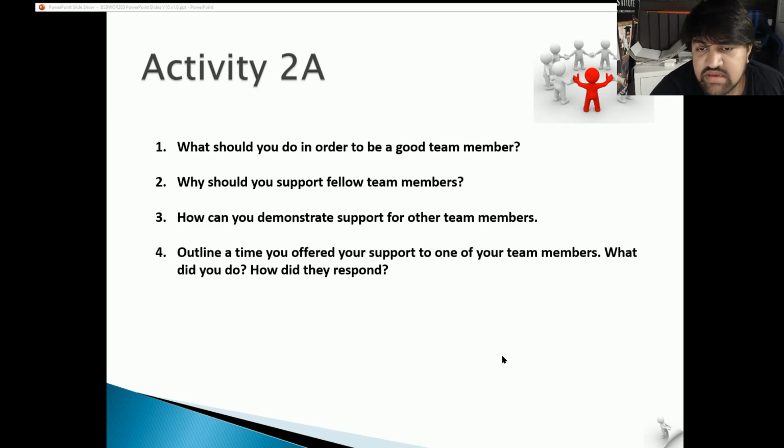Outline a time. So number 4, outline a time you have offered your support to one of your team members. What did you do? How did they respond? Okay, so in this case, as chefs or cooks, if I was asked this question, I would have sous chefs or apprentices who'd come in to learn in the kitchen, and we provide them support by essentially giving them the training that they need to do their job role.